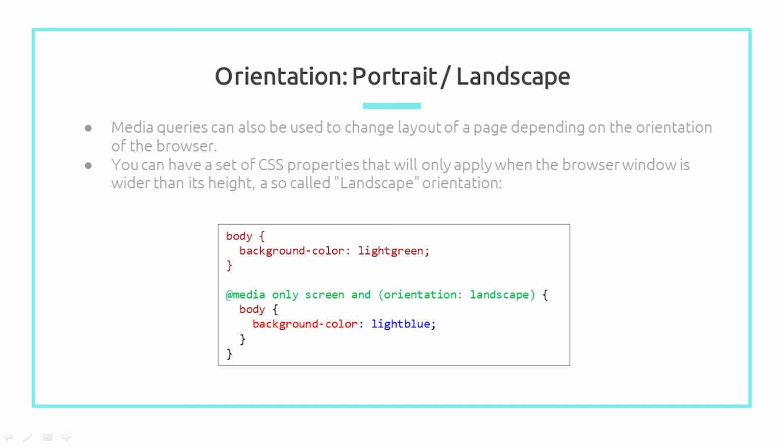Orientation: portrait and landscape. Media queries can also be used to change the layout of a page, depending on the orientation of the browser. You can have a set of CSS properties that will only apply when the browser window is wider than its height, a so-called landscape orientation.